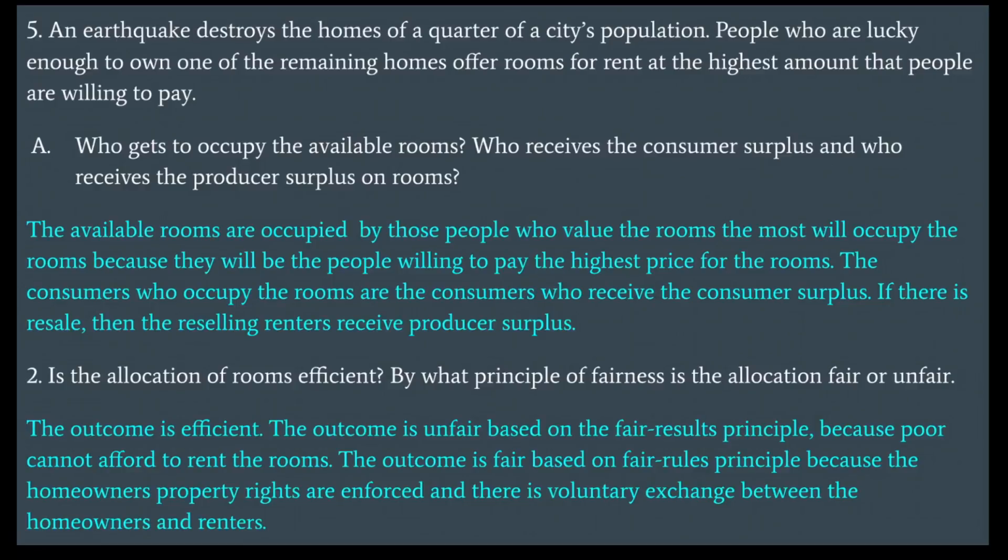Is the allocation of rooms efficient? By what principle of fairness is the allocation fair or unfair? The outcome is efficient. The outcome is unfair based on the fair results principle because the poor cannot afford to rent the rooms. The outcome is fair based on the fair rules principle because the homeowners' property rights are enforced and there is voluntary exchange between the homeowners and renters.